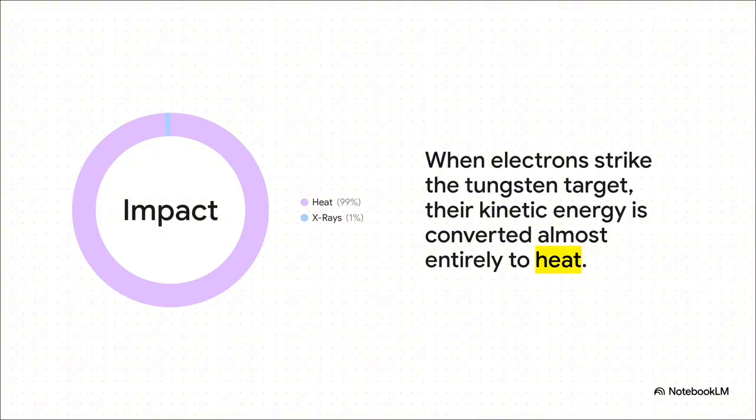Now, when those electrons hit the target, you'd think the result would be pretty efficient, right? Nope. It's actually shockingly inefficient. A full 99% of all that incredible kinetic energy is instantly converted into nothing but waste heat. Only one tiny, precious percent actually becomes the X-rays we need. That's why the whole thing is bathed in insulating oil, to absorb all that heat.